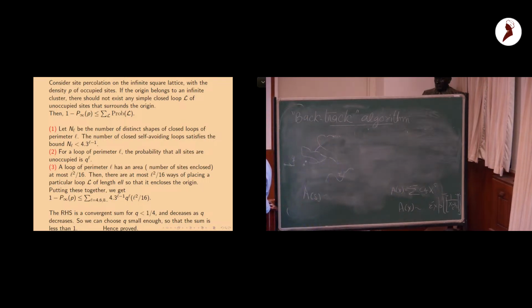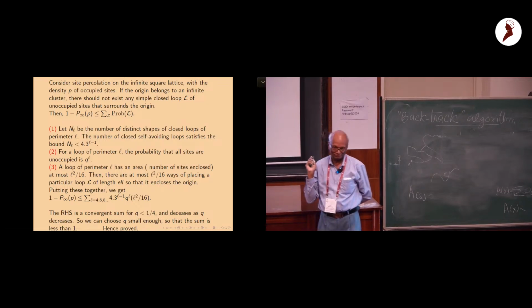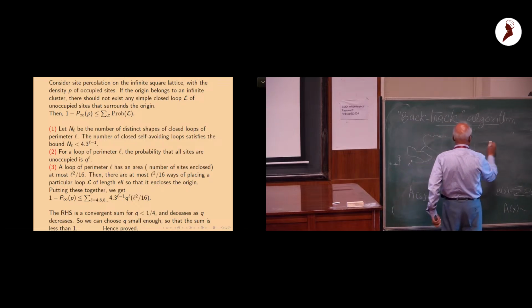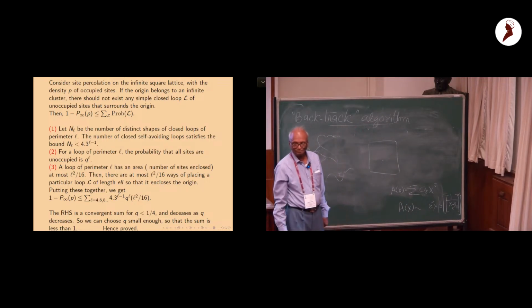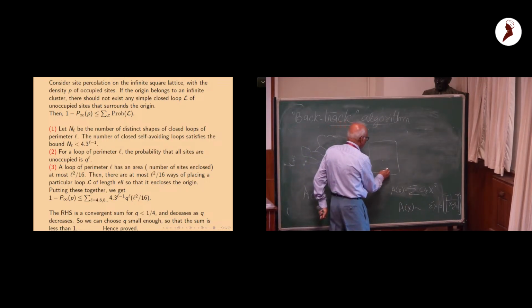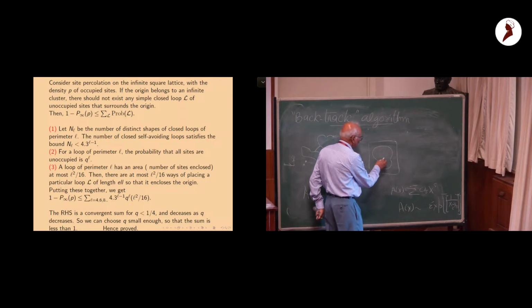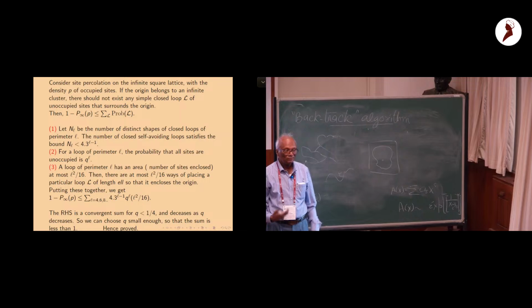So, site percolation on the infinite square lattice with density P of occupied sites. If the origin belongs to an infinite cluster, there should not exist any simple closed loops of unoccupied sites that surround the origin. Okay, so I have a big lattice, and this origin is connected to some sites very far away. Then there should not be a closed loop of unoccupied sites. If all these sites are unoccupied, then you cannot go from here to infinity. Okay, it's as simple as this.